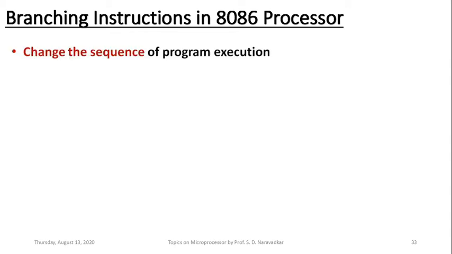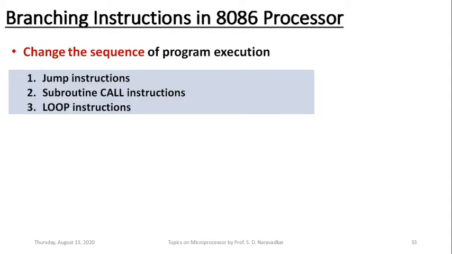So here is that point. Branching instructions change the sequence of program execution. And there are three types of branching instructions available. The first type is jump instruction, second is subroutine call instruction, and then the third is loop instructions.